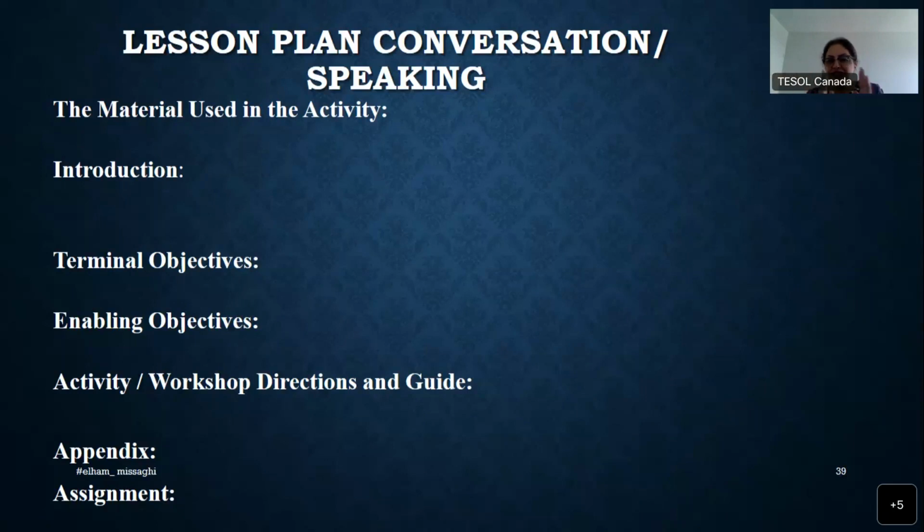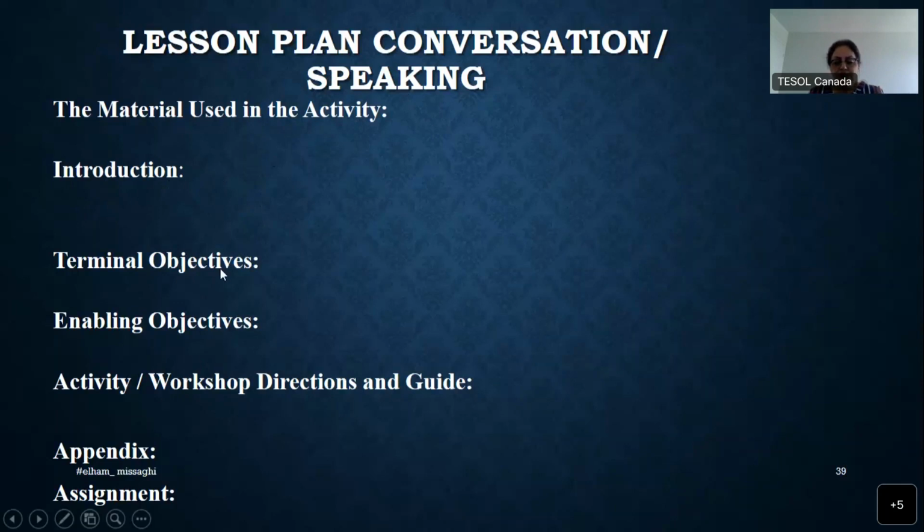Conversation lesson plans are different from speak integrated skills. There are two formats. For the conversation lesson plan, this is the background, okay? You need to write the topic and the material you need to teach that conversation. How do you start the introduction? How do you start the activity? Terminal objective and enabling objective.